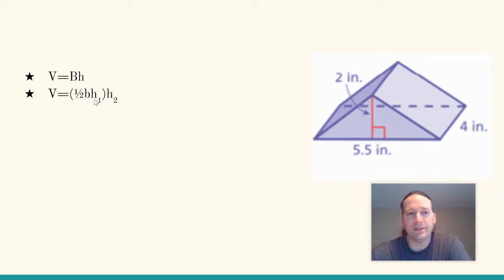So 1/2 base, and now I just label them as height 1 and height 2. I could have done it a little bit differently. I could have done the height of the face, height F for height face, and H P down here for height of the prism.